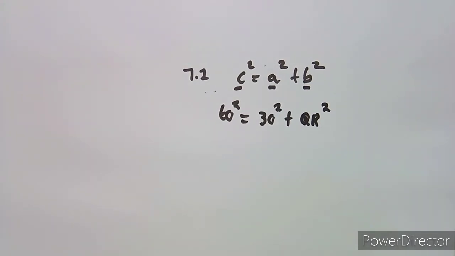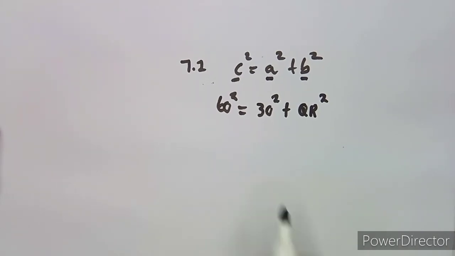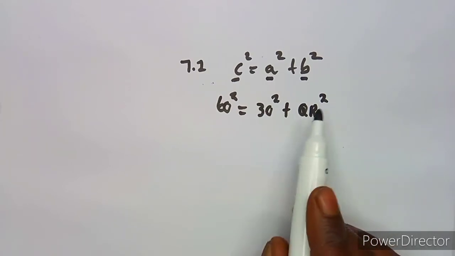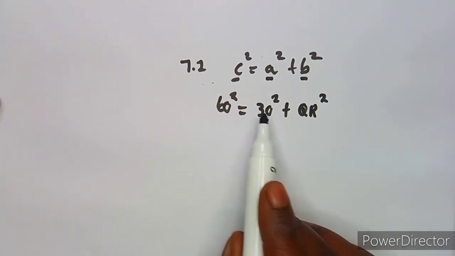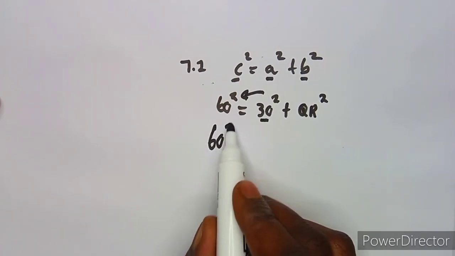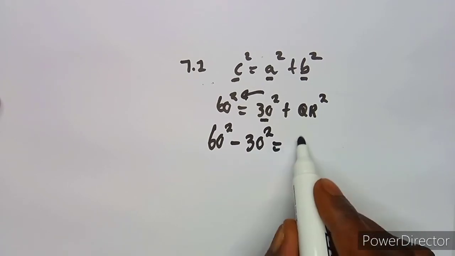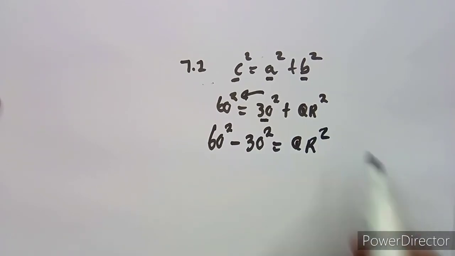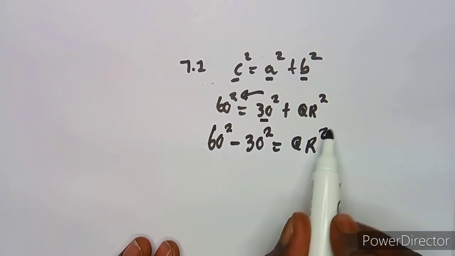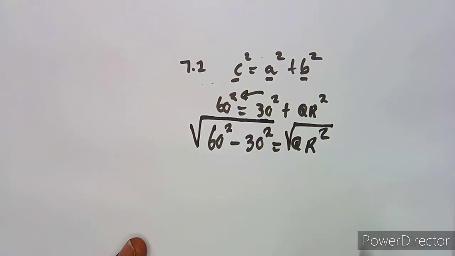So that means, guys, we can play around here with Pythagoras using the calculator. So what am I going to do? Let me just transpose this to this side so that it becomes a negative. Okay, so it's going to be 60 squared minus 30 squared is equal to QR squared. All right. Since I want to find the value of QR here and there's a squared, I'm just going to introduce the square root both sides, like that.